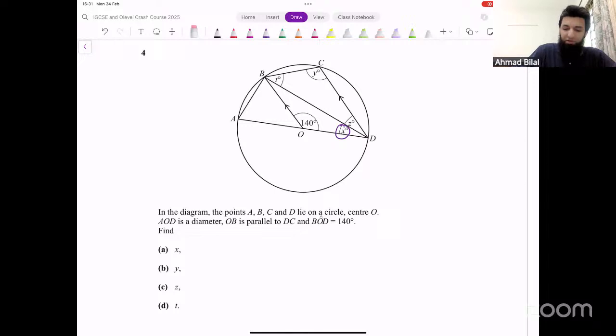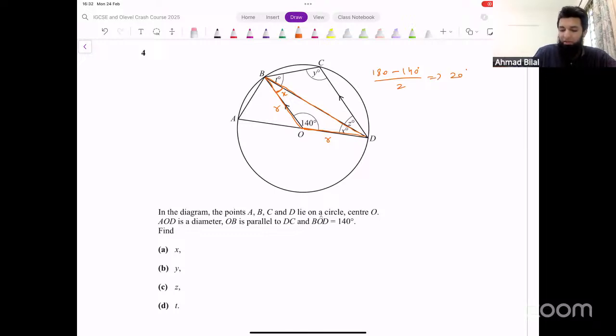For this, we can use that same property, isosceles triangle. Why? Because we have this triangle OBD. This is an isosceles triangle. Two sides are radii, so the base angles of this isosceles triangle have to be the same. If this is X, this is also X. How can you find any one of those angles? We can directly do 180 minus 140, divided by 2, and that will give us 20 degrees.